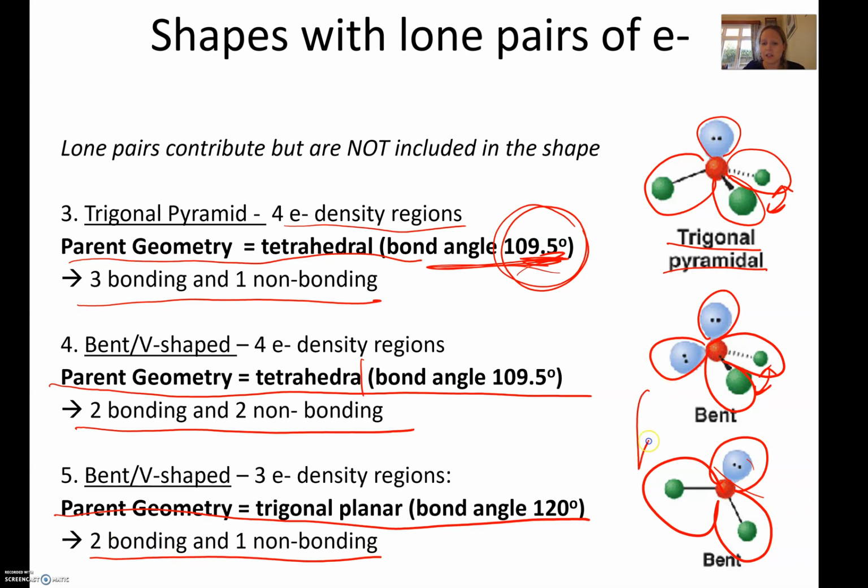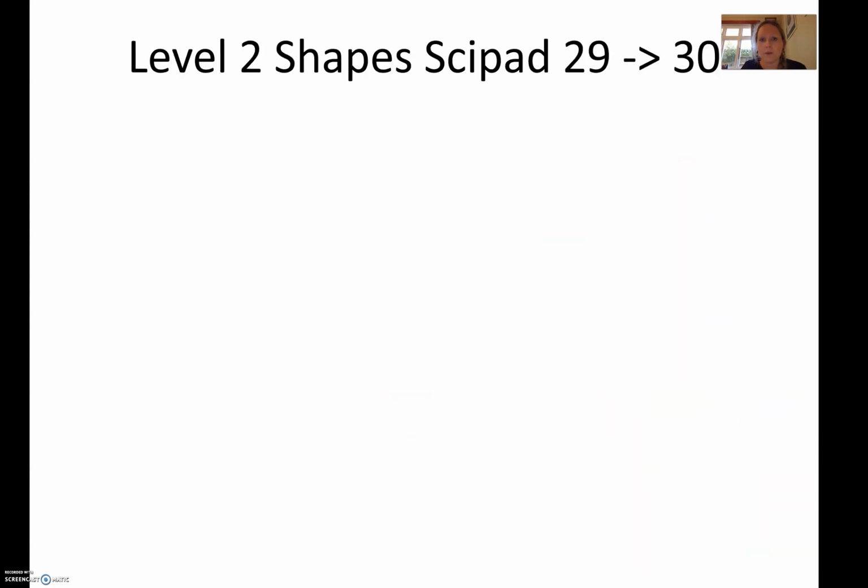So what you're going to see here is these are the same. What? Same shape? Yeah, well, they're called the same, but they have different bond angles. So the bond between these 2 here is 109.5, and that's because it's derived from 4 electron density regions. And this bond angle here between these 2 bonded is 120, and that's because it's derived from trigonal planar, and that is very significant. Okay, so those are Level 2 shapes, and we'll come back to those a bit later on. If you wanted to do a bit of practice now, page 29 to 30 in your SciPad, excellent, answers are on the OneNote.